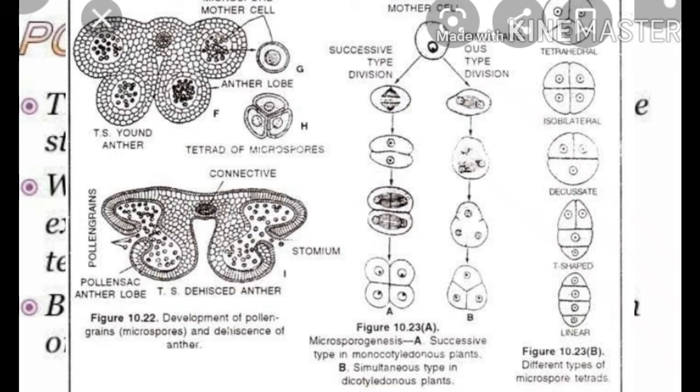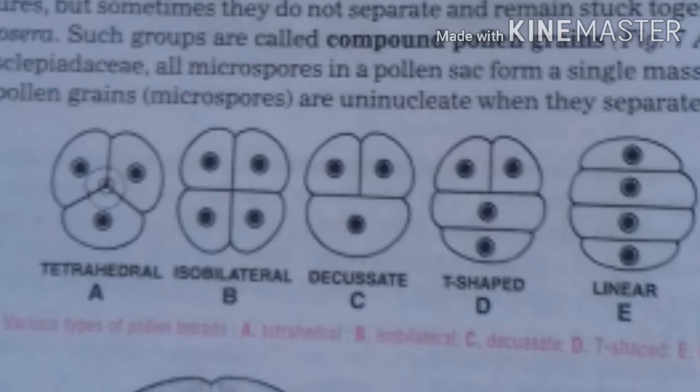Many other types of microspore tetrads have also been reported, such as decussate, linear and T-shaped. In Aristolochia elegans, all 5 types of tetrads are found. That is tetrahedral, which is usual in dicot, isobilateral, usual in monocot, decussate, T-shaped and linear. Decussate, T-shaped and linear are unusual types.